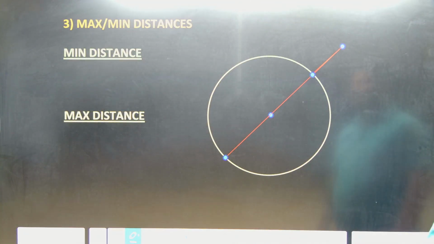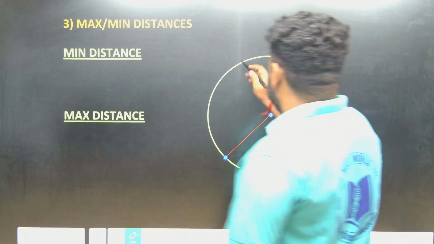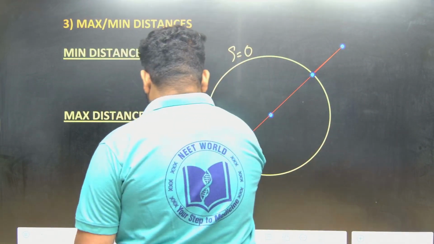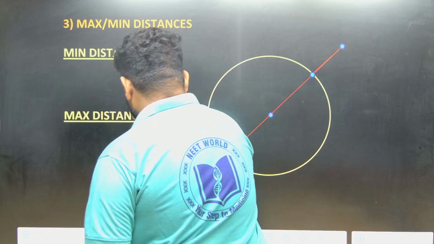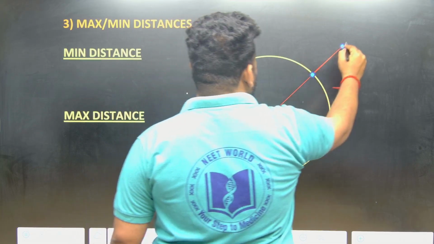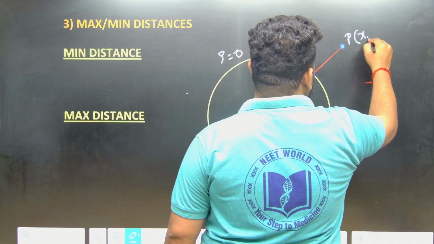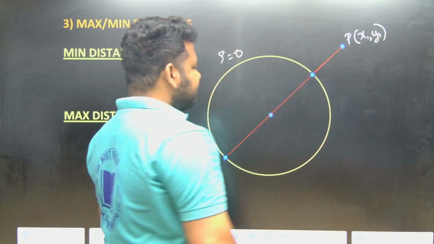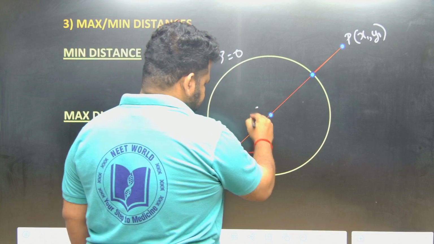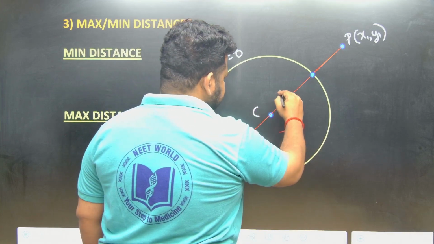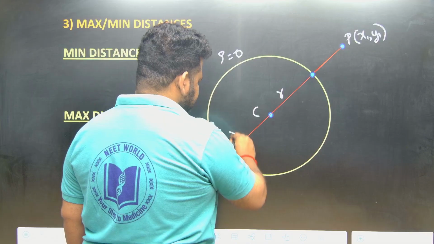Okay, maximum and minimum distances they will ask. See here, let there be a circle S equal to 0. Let there be a point outside the circle, P(x1, y1). Definitely this is the center. Let this be the radius r. Here also there will be radius r.